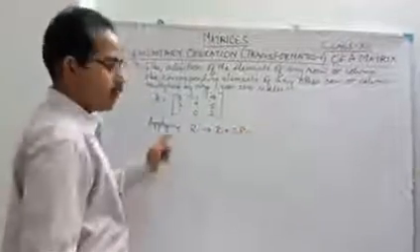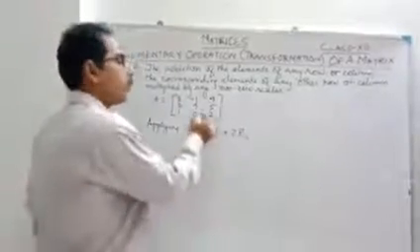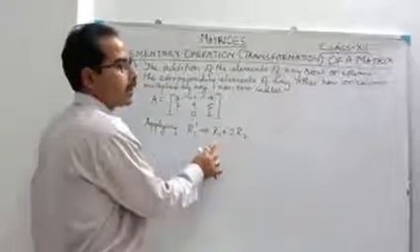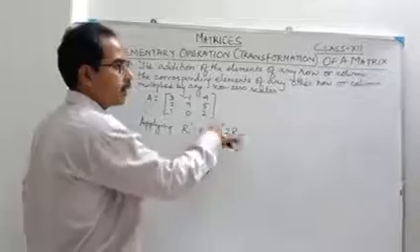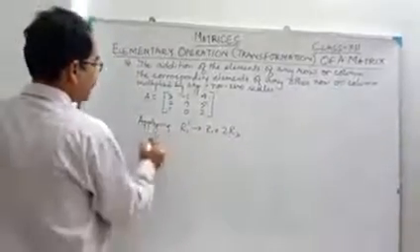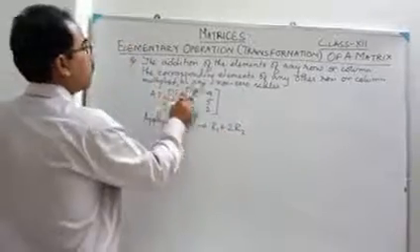One thing we should note down, and we should be very careful about it: whenever we are doing the operation over R1, then R1 will be written first. If it is R2, then R2 will be written first, then the corresponding rows or columns. So what will be the changes? Here only R1 will change. R1 means 3, minus 1, 4.